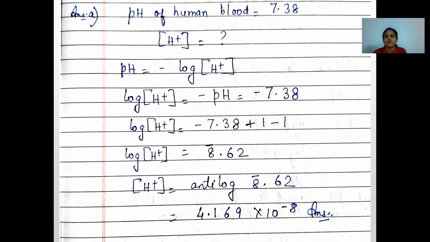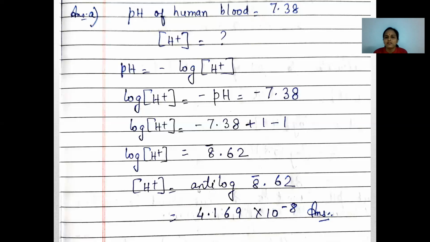Then I'll find out the value of H plus, which is equal to anti-log of 8 bar 0.62. And in the anti-log table, I'll see the value of 0.62. It comes out to be 4169. And you see this number which is present in the characteristic digit, that is simply 10 raised to that number, 10 raised to minus 8. And from one decimal place left to right, I put the decimal point always. So my answer is 4.169 into 10 raised to minus 8.